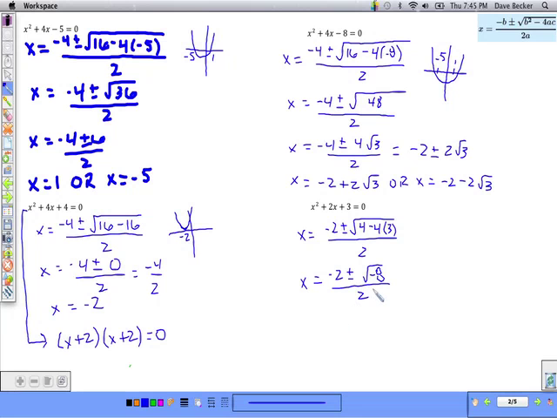So since there is no number that when squared gives us negative 8, no real number anyway, we would say that there is no solution to this particular quadratic equation. So sad. Aww. No solution for you. No soup for you. Okay.